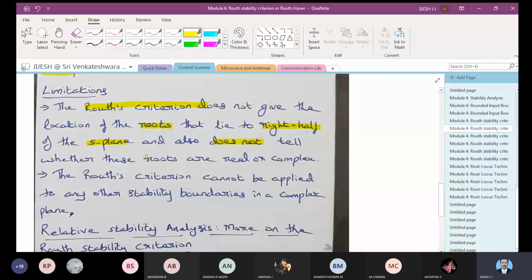The next point is that the roots criteria cannot be applied to any other stability boundaries in the complex plane. So these are the limitations which you can see. The first one is that the roots criteria does not give the location of the roots that lie in the right half of S plane, and also does not tell whether the roots are real or complex. So you can note down these limitations.